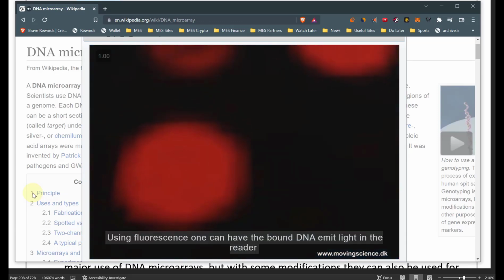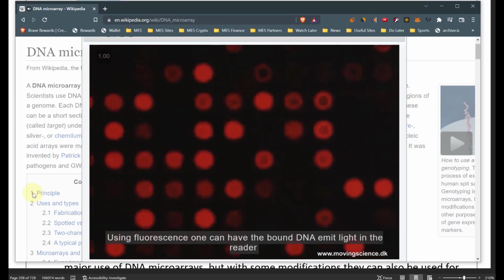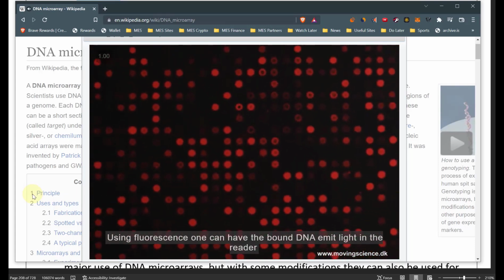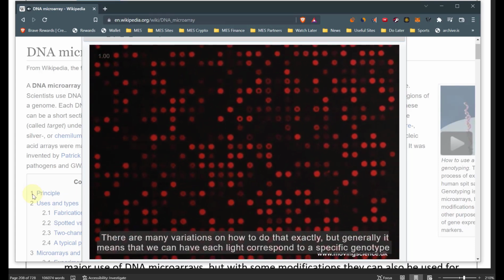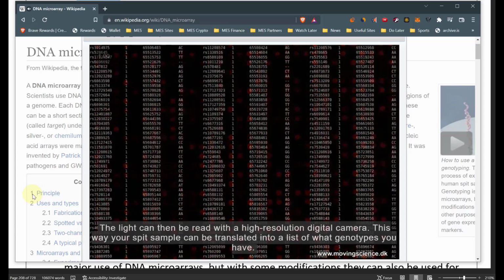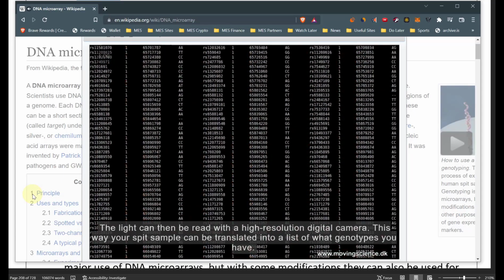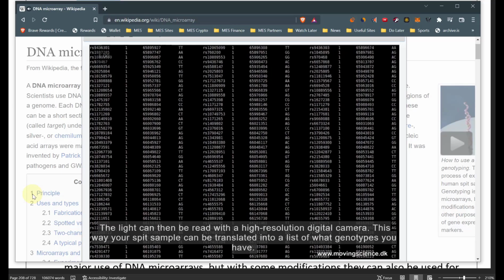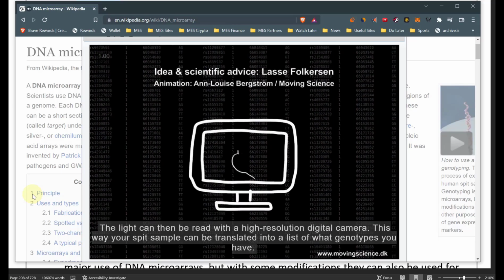Using fluorescence, one can have the bound DNA emit light into the reader. There are many variations on how to do that exactly, but generally it means that we can have each light correspond to a specific genotype. The light can then be read with a high-resolution digital camera, and this way your spit sample can be translated into a list of what genotypes you have.